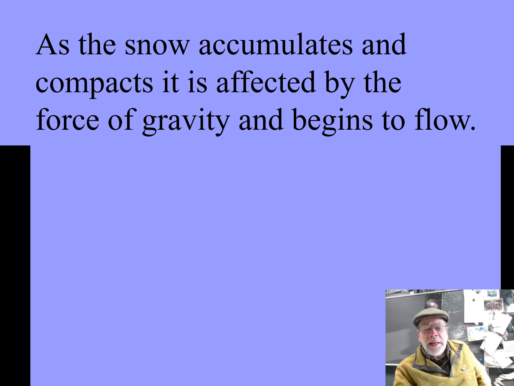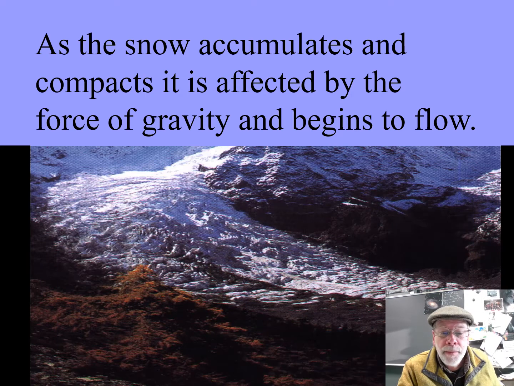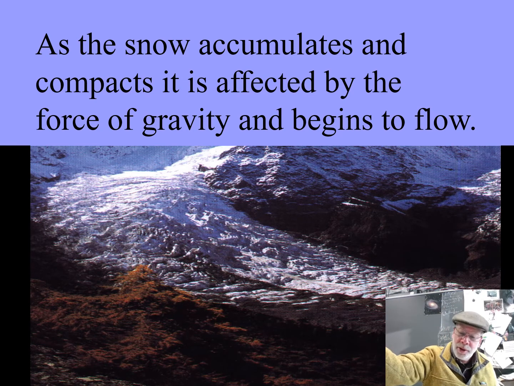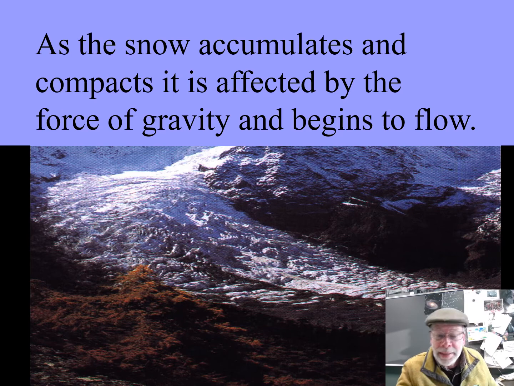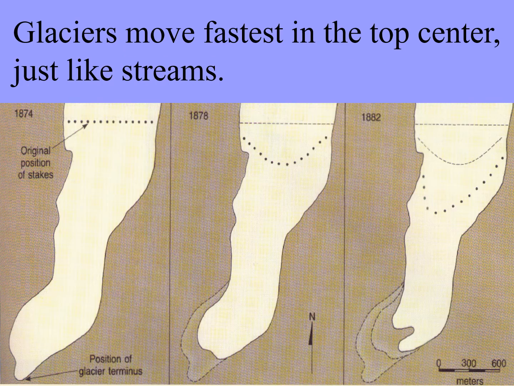So as snow accumulates and compacts, it's affected by gravity, it begins to flow. Look at that. You can so clearly see that ice accumulation is flowing downhill. Here's some studies that were done on glaciers early on. You can see in 1874, they planted a bunch of stakes across a glacier. 1878, the stakes had moved. Look how they've moved. They're moving faster in the center than at the sides, just like the stream.